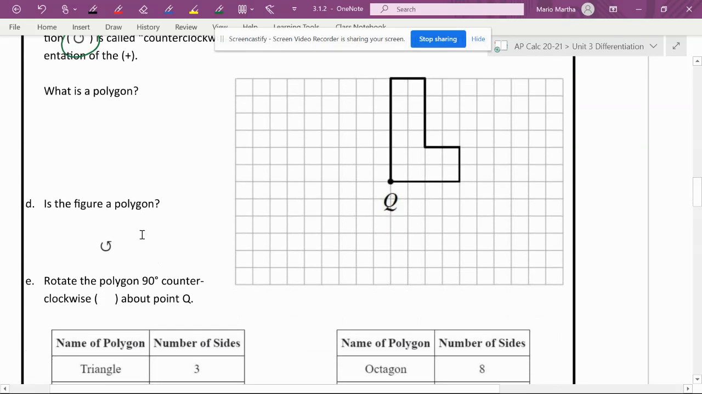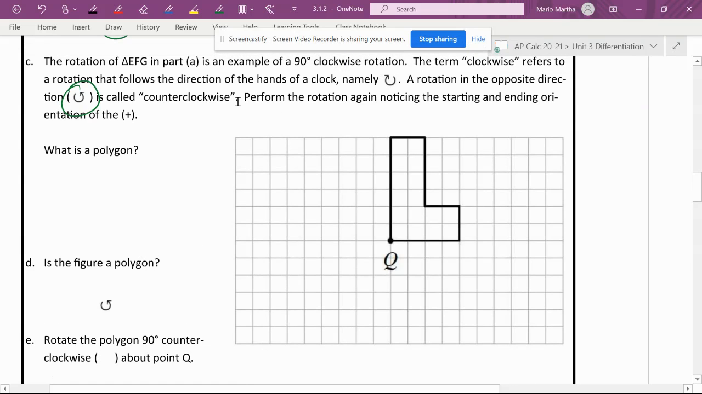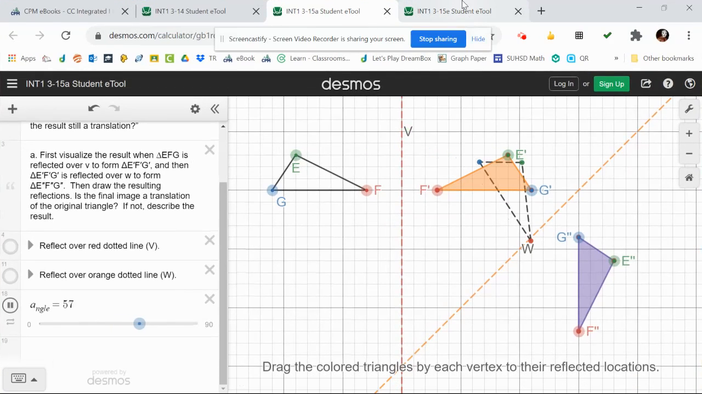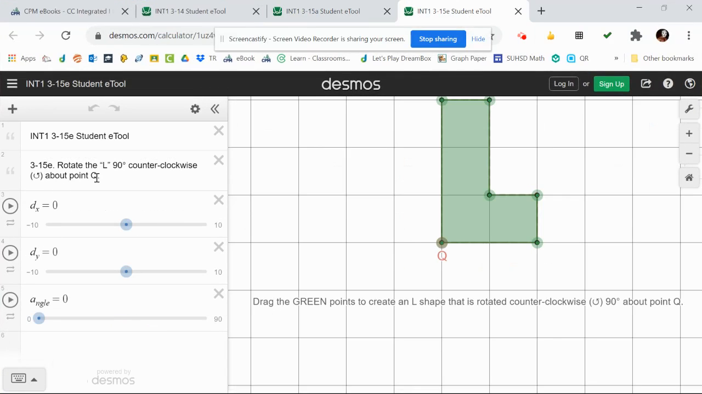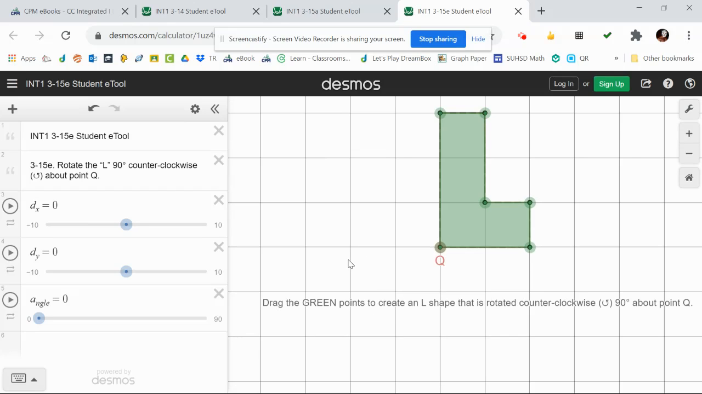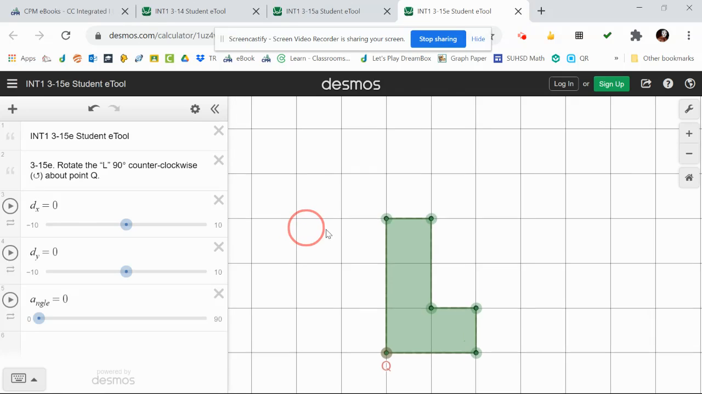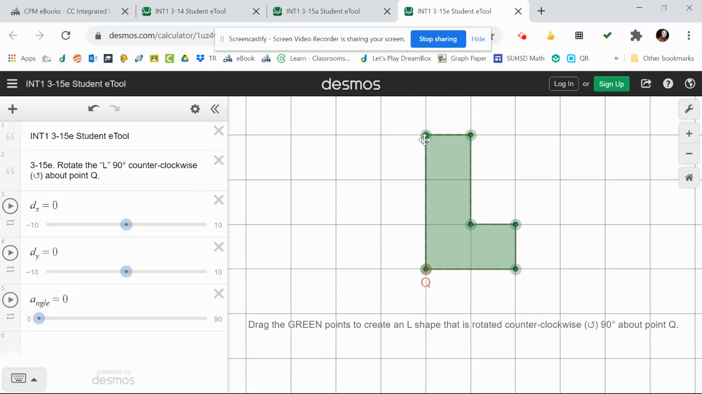So we want to see if this is a polygon. So we want to rotate this shape, all right? And again, we can go back to the other tool. It says rotate the L 90 degrees counterclockwise. Drag the green points to create the L shape that is rotated 90 degrees about point Q. You don't want to touch this point because this is where you're rotating it. So if we're going to go this way, this point is 3 units away. So we're going to move this point 3 units right there.